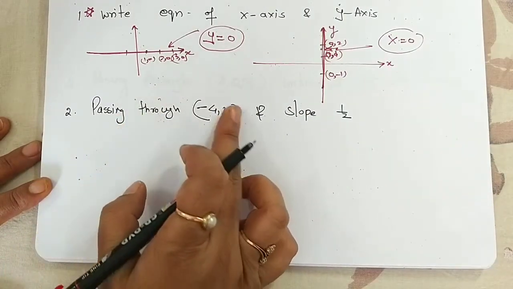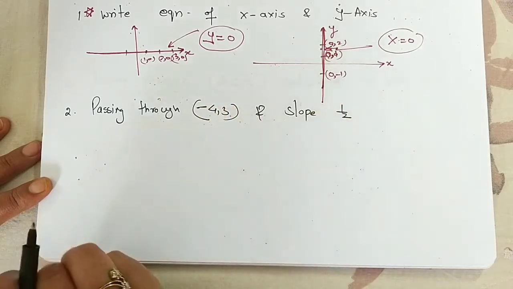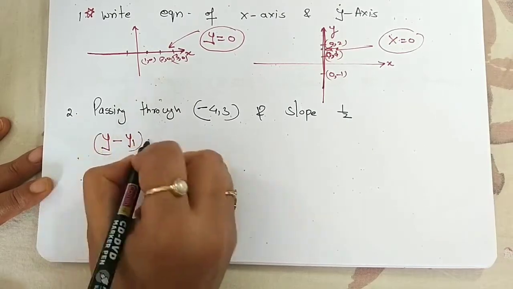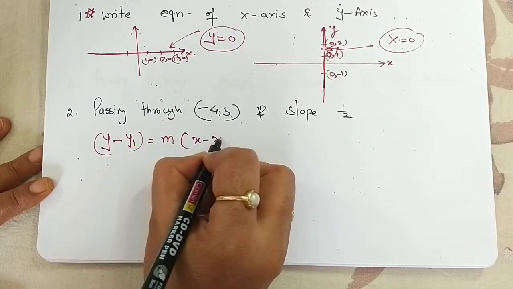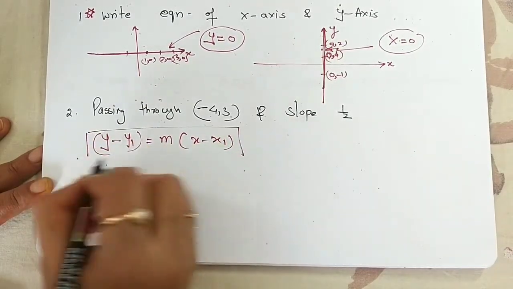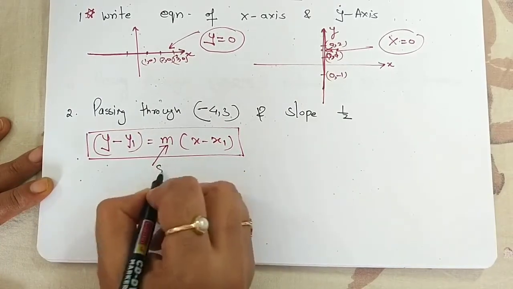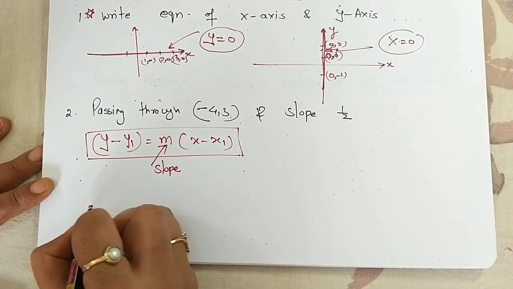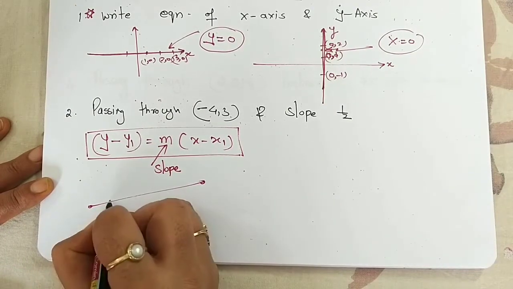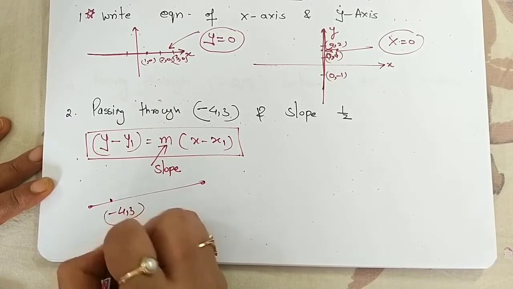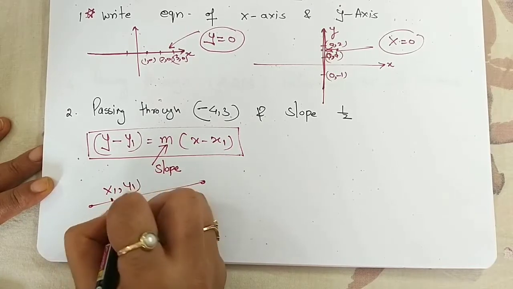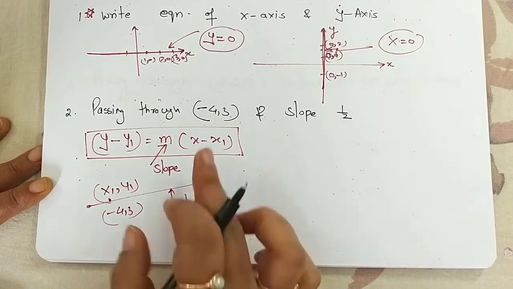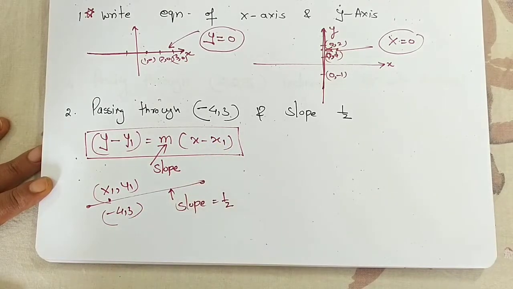One line is passing through this point and the slope is given. What is the equation? We know the formula y minus y1 is m into x minus x1, which we can apply, where the slope is given and one point is given. See, if this is your line, one point is given, (-4, 3), which I can consider as x1, y1, and the slope was given, which is 1 by 2. So I will use this equation clearly.